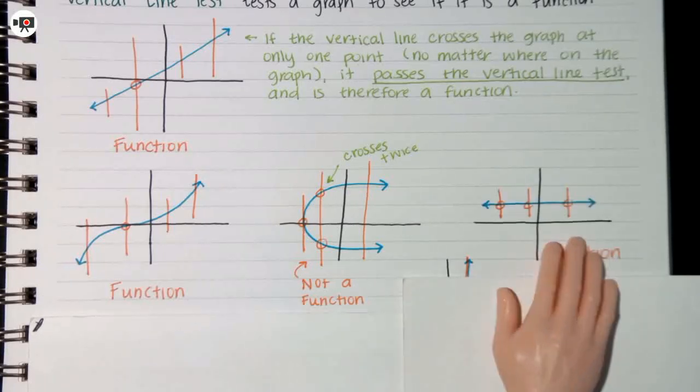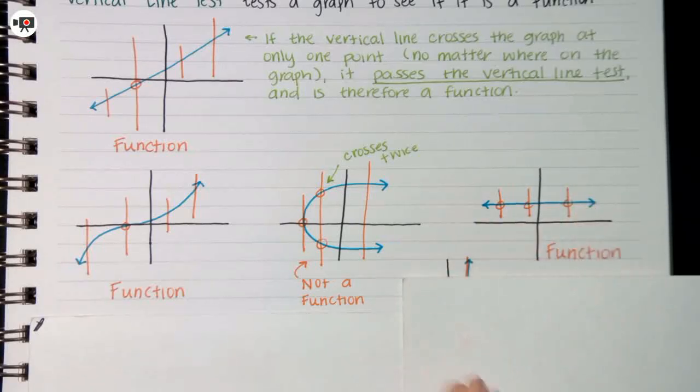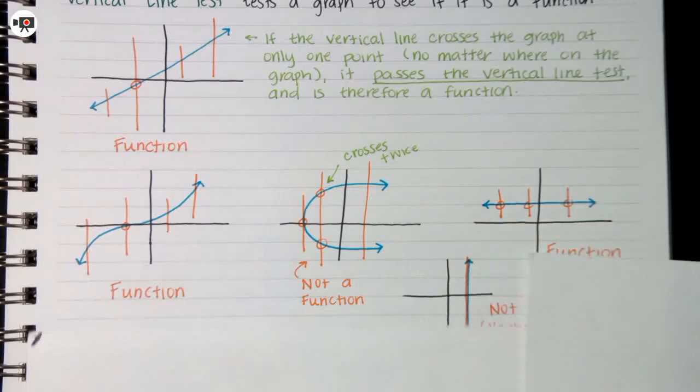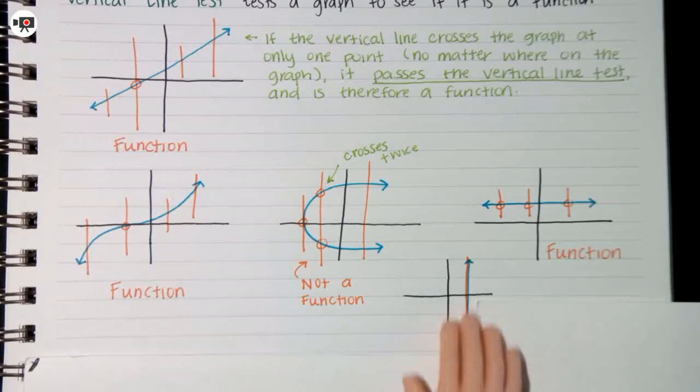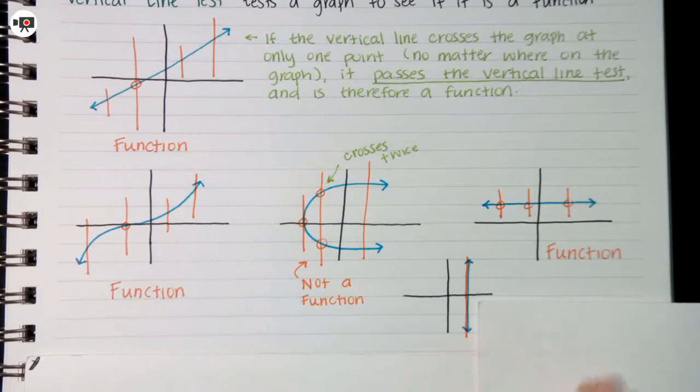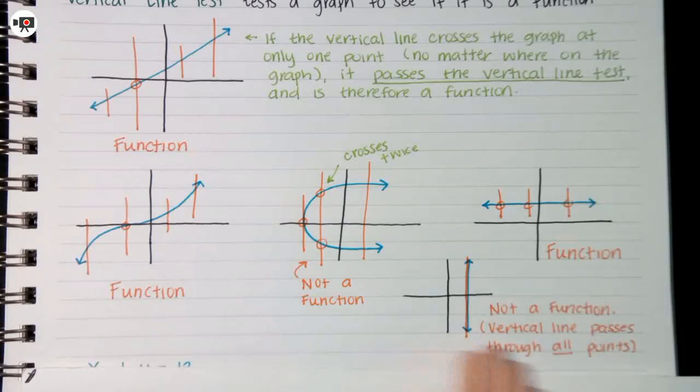Here I have a horizontal line, and this is a function. It passes the vertical line test. And I have this vertical line here. If I draw a vertical line to use the vertical line test, that line passes through all points on the graph. And so this would have repeated inputs because they would all be the same input. So this is not a function.